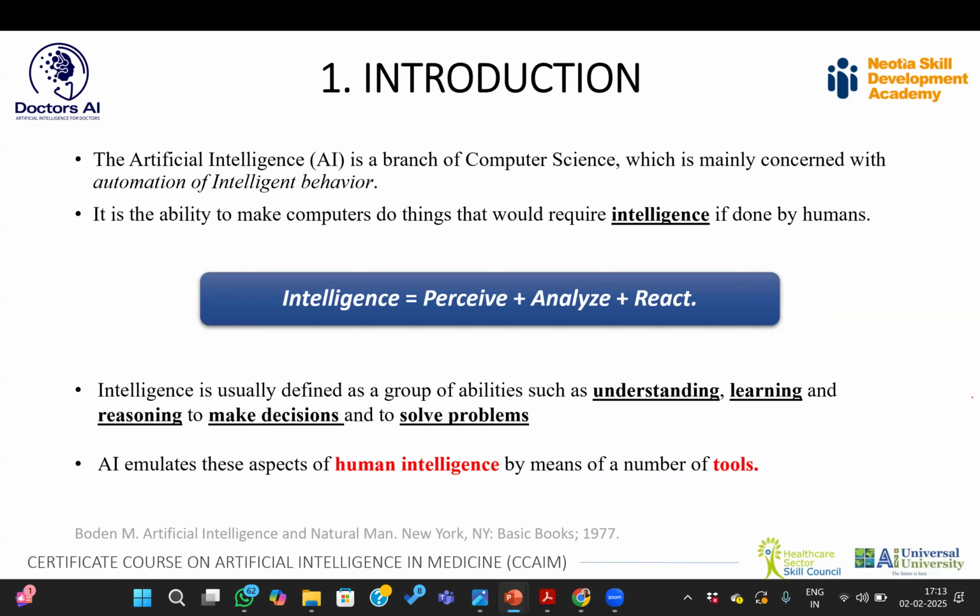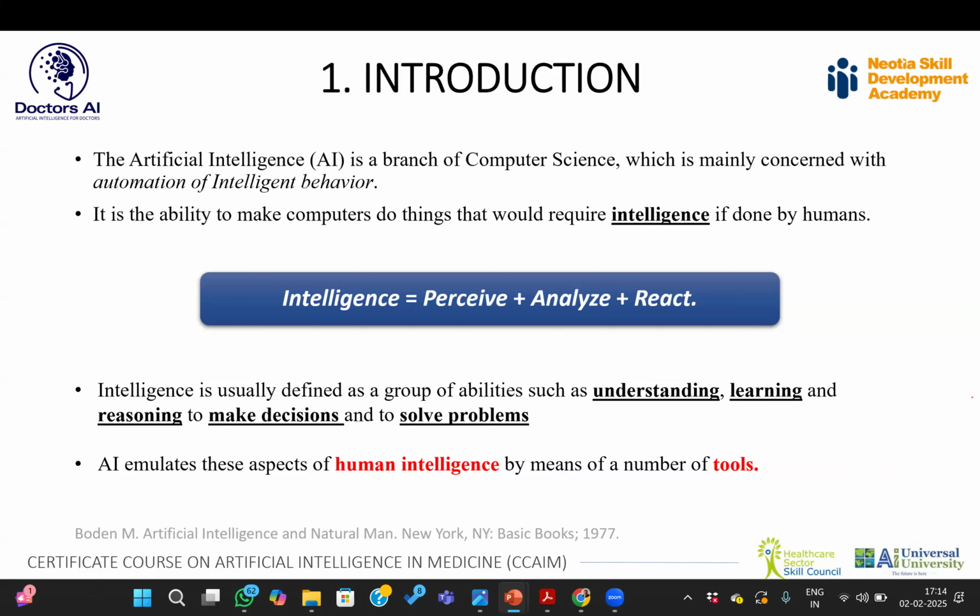So now we are trying to understand what artificial intelligence is. As we understand, it's a segment of computer science which is mainly concerned with automating intelligent behavior. Now, these two terms are very important because you're looking at automation and you're looking at another term called intelligence, right? So, as we say, it's artificial intelligence, so it is automation of intelligence. So, it is the ability of computers to do things that would require intelligence if done by humans.